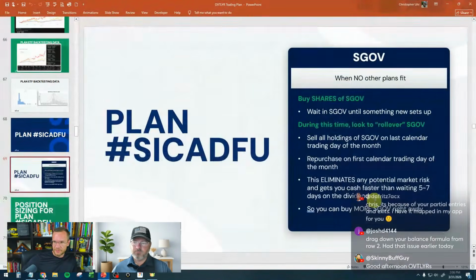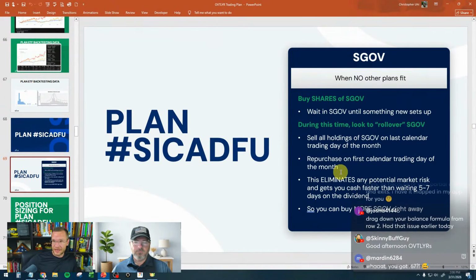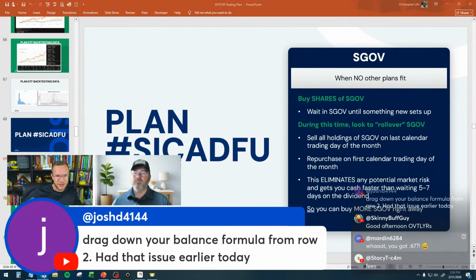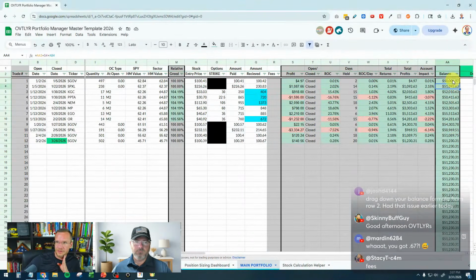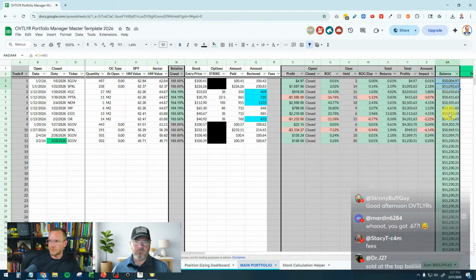Either way, we're going to sell and then tomorrow buy back SGOV because we're still in sit in cash and don't screw up. Hang on. Josh says, drag down your balance formula from row 2. Oh, maybe it's just a formula thing. Maybe it is just that simple. That's definitely not right. Let's try that here. That's the same place. Okay.